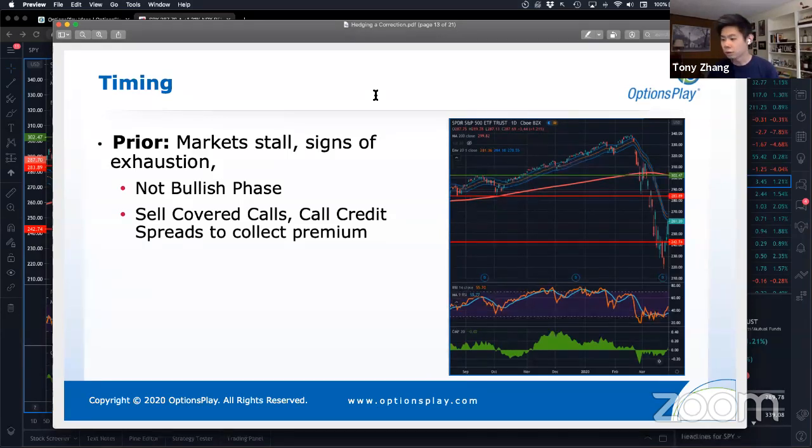Okay, so first I'm going to talk a little bit about timing. Because timing is really important, not only for the correction itself, but I think more important, leading up to the correction. At this point right now, there's a pretty big disparity as far as how we view the current markets. One of the things is that prior to a sell-off, what we typically see is that markets will generally stall, or at least there will be signs of exhaustion in the markets.